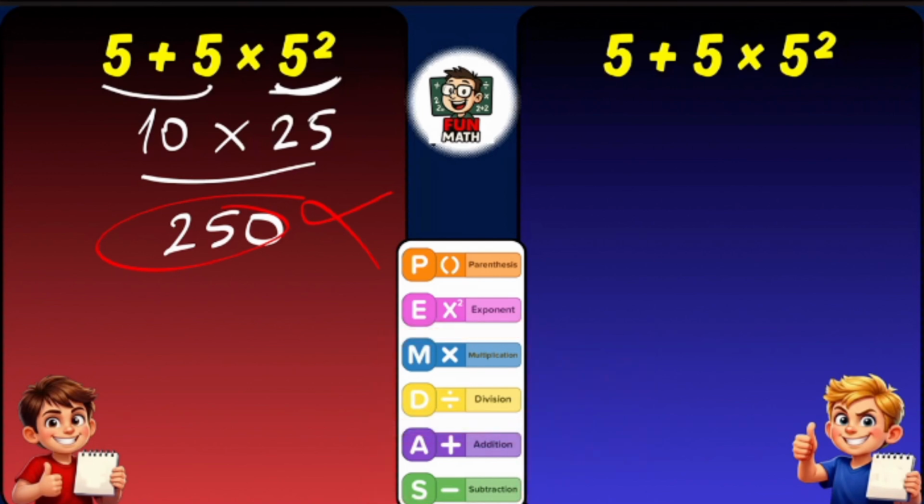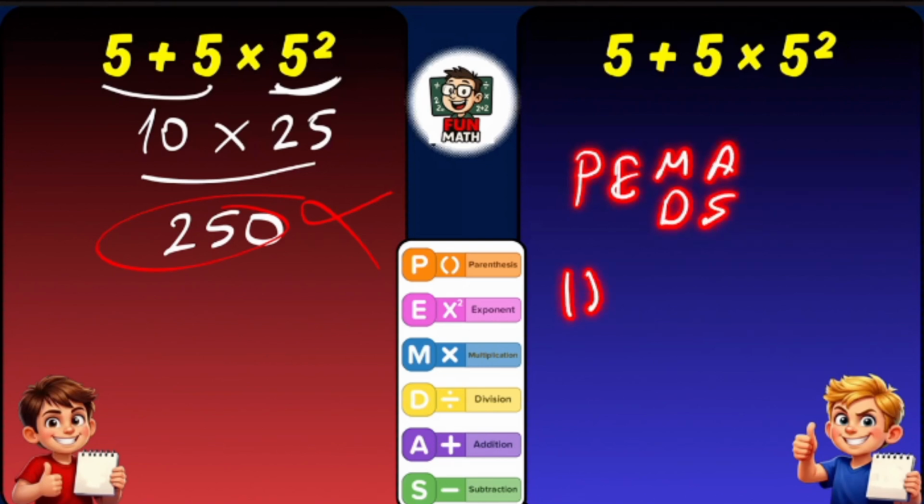Okay, repeat. Parentheses, exponent, multiplication and division, addition and subtraction.